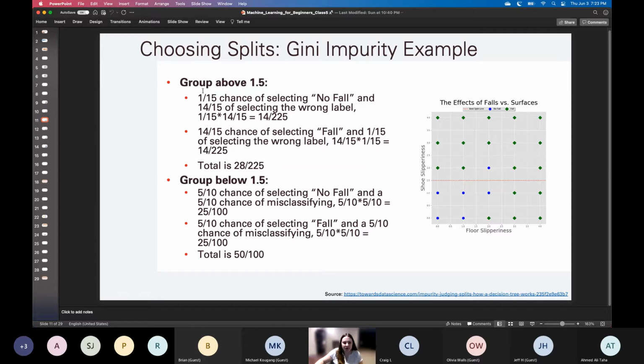I actually misspoke there. For the top, getting no fall, we're going to misclassify 14 out of 15 times, excuse me. And then for a fall, you're going to get the wrong label 1 out of 15 times, which is basically turning them around. That would be 14 divided by 15 times 1 divided by 15. And then we have the information gain here, for the group above 1.5.